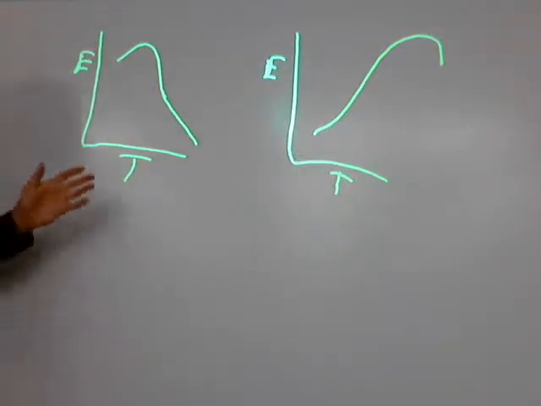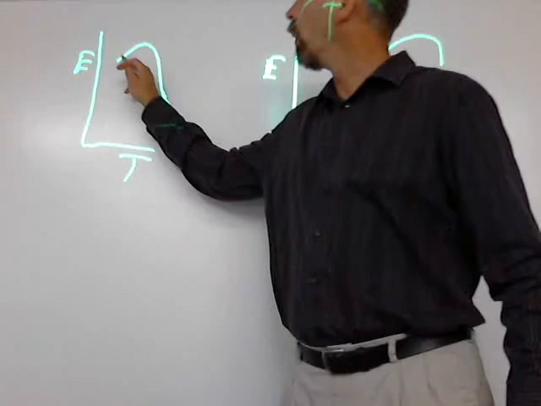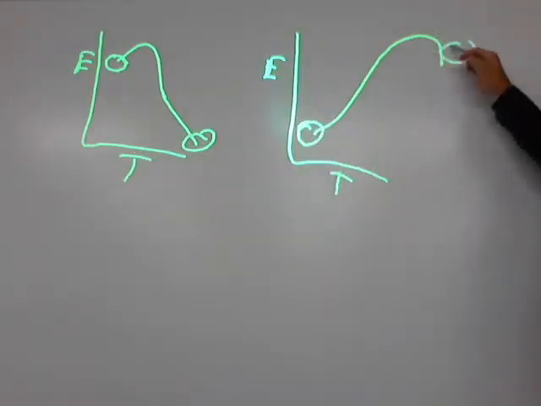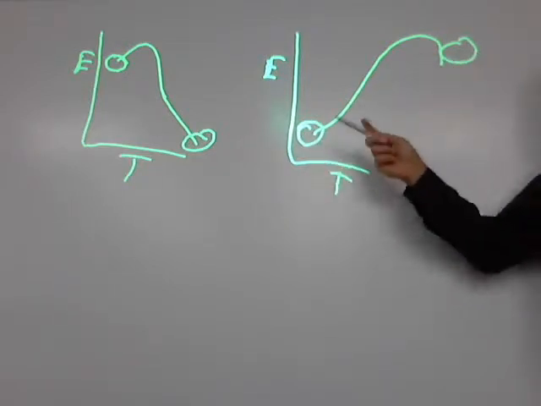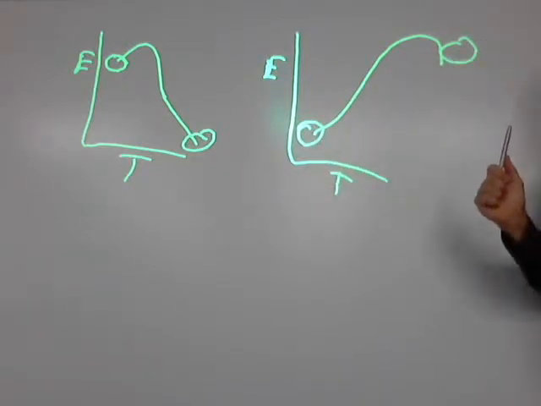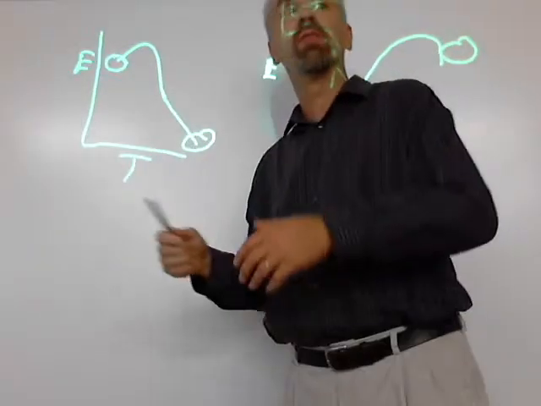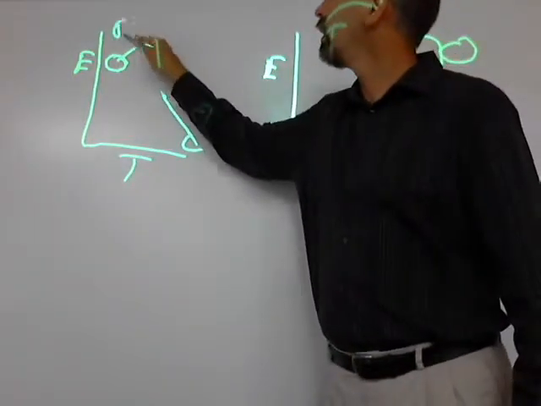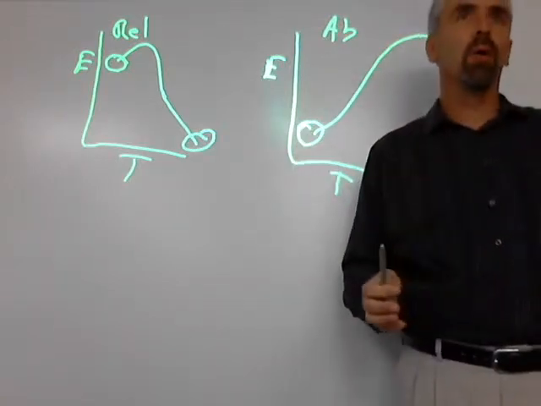What are the questions I could ask you about these graphs? Number one, is energy absorbed or released? You can tell by looking at where it starts and where it finishes. If it started here and ended up there, what must it have been doing the whole time? Absorbing energy. It got more energy. If it started here and ended up down there, it must have given off energy.